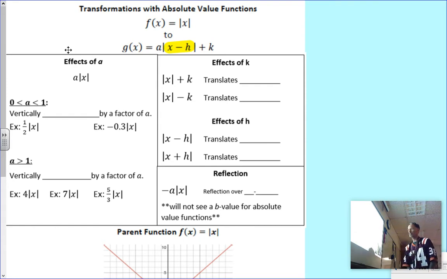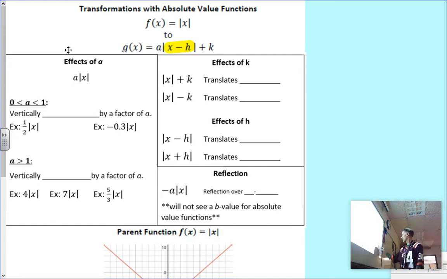So we just finished the unit on all the parent functions and transformations, domain and range, and stuff like that. For the rest of the year, in each individual unit, we're going to be talking about some of those functions in more detail. And the first one we're going to talk about is the absolute value function.